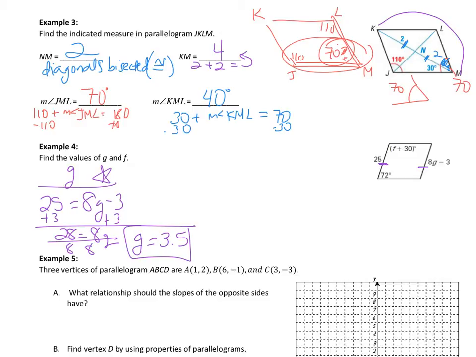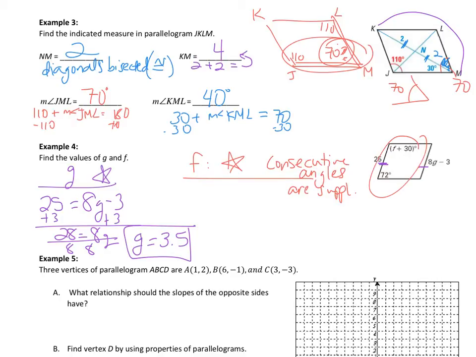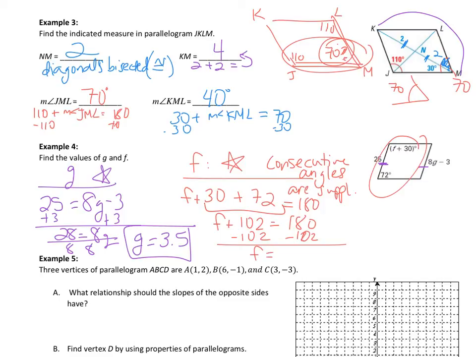When we go on to letter F, I want you to tell me what we can do with those 2 consecutive angles. The 2 consecutive angles are supplementary, so I can add F plus 30 plus the 72 degrees, which will equal 180 degrees. When we combine our like terms, we get F plus 102 equals 180. When I subtract the 102 over, that gives us that angle F is going to be 78 degrees.